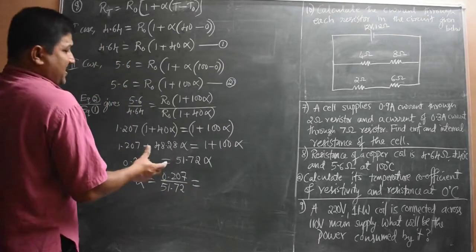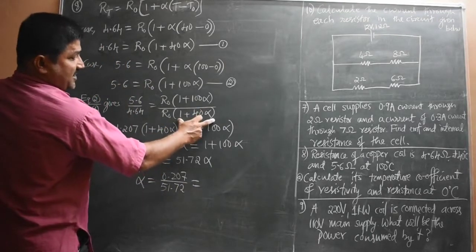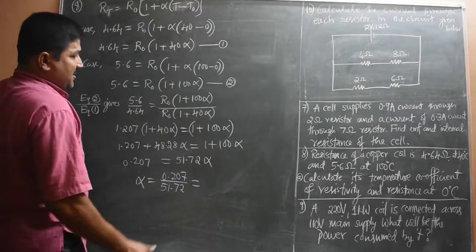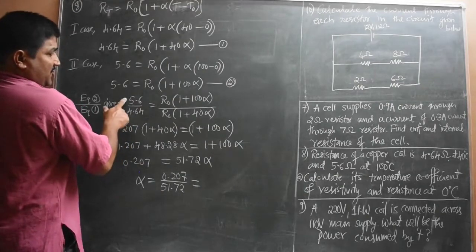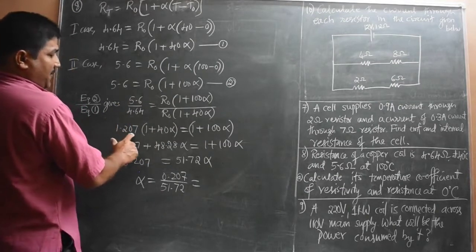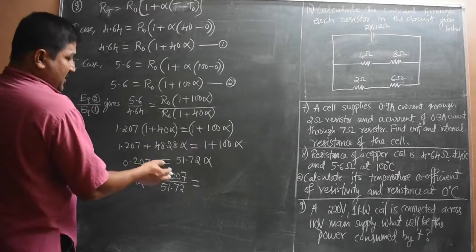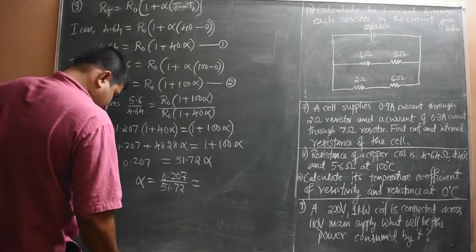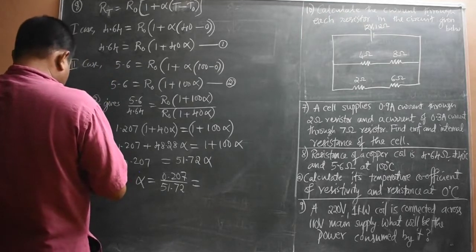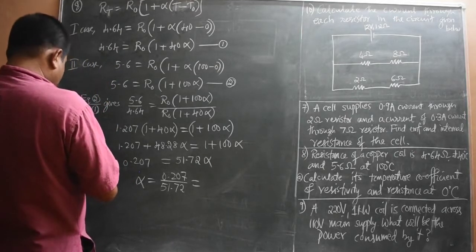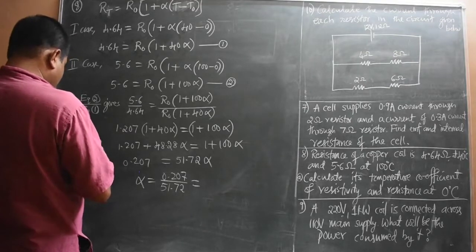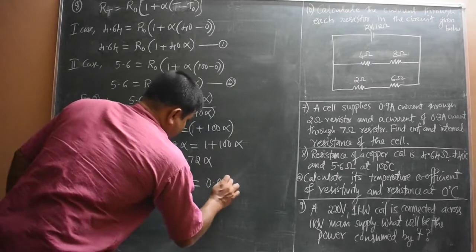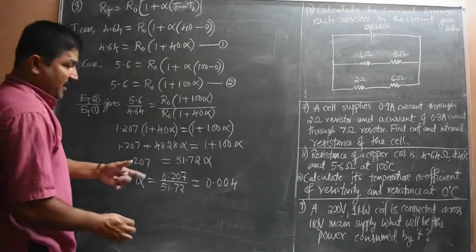So basic mathematics. Here 1 plus 40 alpha is there in the denominator. You can do cross multiplication, subtraction and simplification. Otherwise, first we find the ratio. It is not an exact number, approximately I have rounded off. Then simplify. So now 0.207 divided by 51.72, that is 0.004. So this is the value.